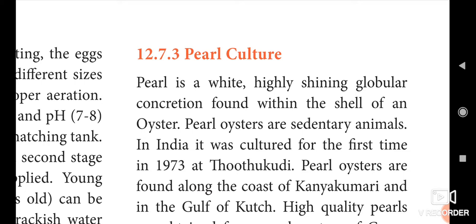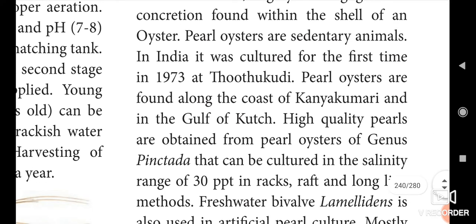Here the pearl oysters are sedentary animals. In India, it was cultured for the first time in the year 1973 at Thoothukudi. Here, the pearl oysters are found along the coast of Kanyakumari and in the Gulf of Kutch. High quality pearls are obtained from the pearl oysters of genus Pinctada. From this species only, high quality pearls are obtained.